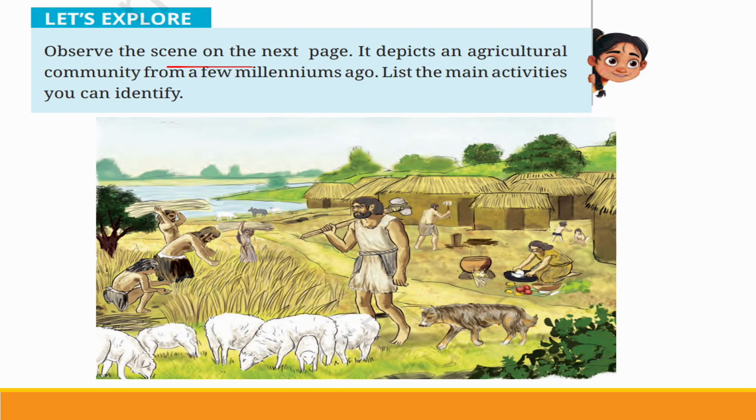Observe the scene on the next page. It depicts an agricultural community from a few millenniums ago. List the main activities you can identify. So you can see some activities here. Some people are rearing cattle like goats. Then some people are cooking food. Then some people are cultivating grains. You can see so many activities in this picture.